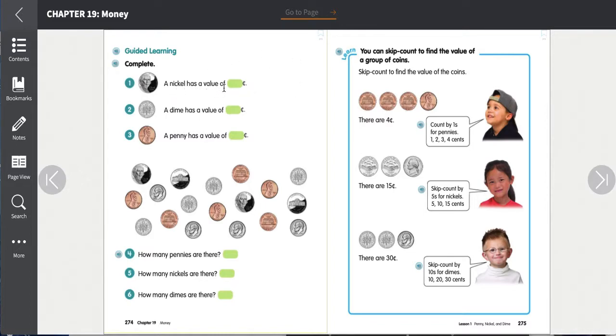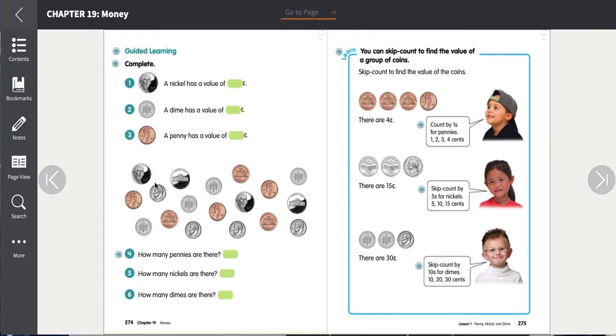A nickel has a value of blank. So what is a nickel worth? How many cents? That's the cent sign. A dime has a value of blank. A penny has a value of blank. Here you get to count up how many of each type of money.